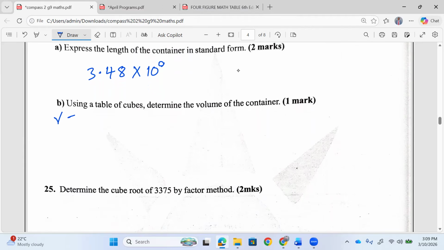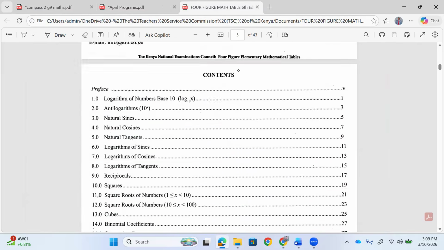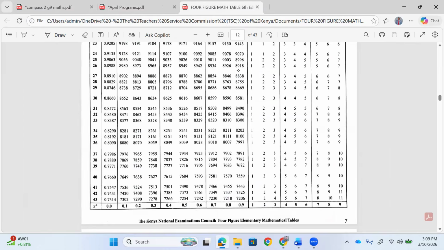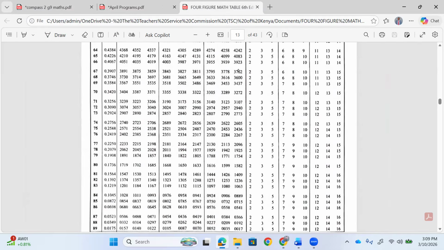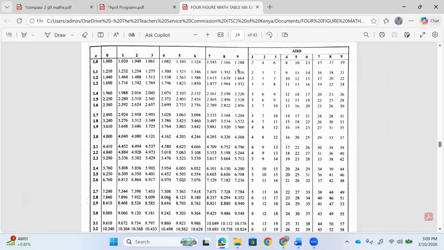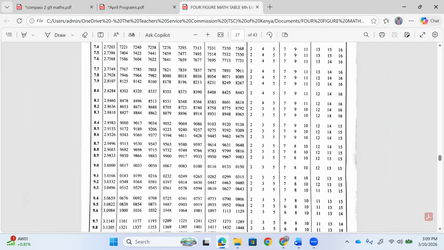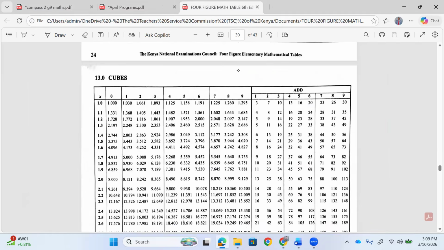Part B, using a table of cubes, determine the volume of the container. You see, volume of the container equals one side cubed, times itself 3 times. And to cube 3.48, we go to the 4-figure tables, tables of cubes. So you scroll down the tables as you read them very carefully so that you don't interpret from the wrong tables. These are squares, check, these are square roots. So you scroll until you meet tables of cubes.